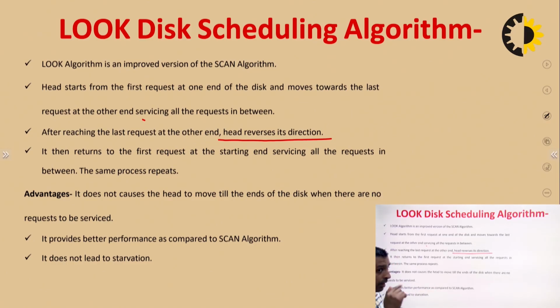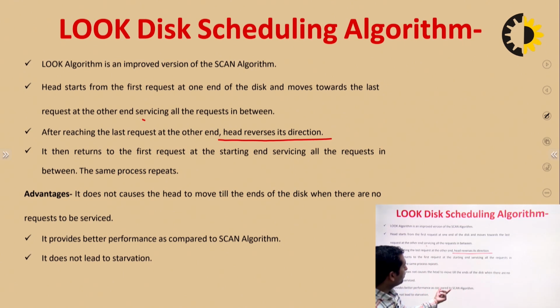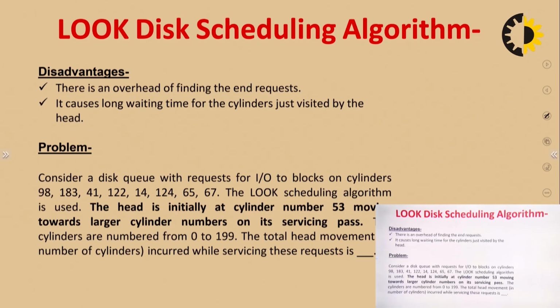But in scan, the head was also moving toward the last track. That was the overhead, so this is removed in LOOK. It then returns to the first request at the start, serving all the requests in between. The same process repeats. Advantage: it does not cause the head to move till the end of the disk when there is no request to be served, and it provides better performance compared to the scan algorithm. It does not lead to starvation. So unnecessary movement is removed in this algorithm, LOOK. This is an improved version of scan.